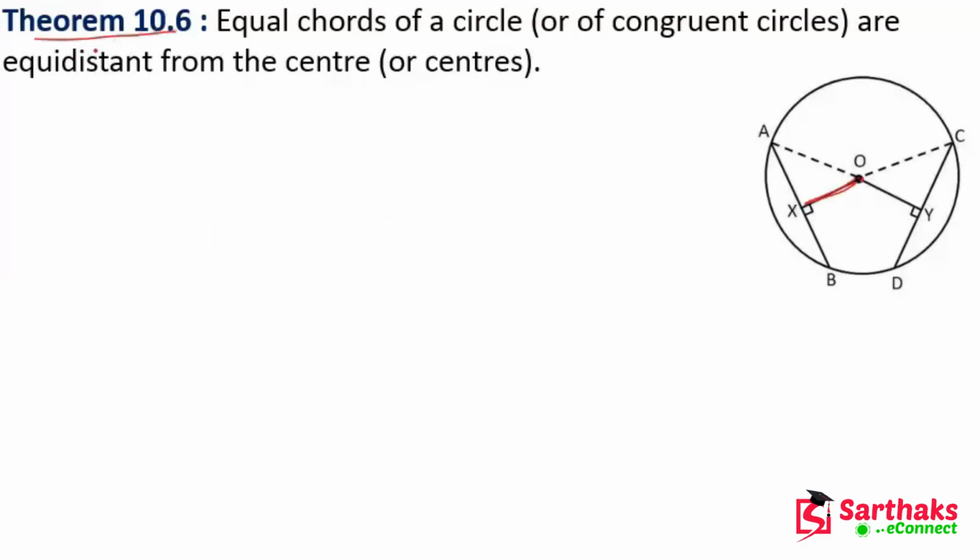Based on this, we have a theorem, theorem 10.6, which states that equal chords of a circle or of congruent circles are equidistant from the center or centers. If you talk about congruent circles, then it will be the centers, and if we talk about just one circle, then it is the center. Let's suppose we have two chords AB and CD. According to this theorem, if AB is equal to CD, then the distances from the center, OX and OY, are also equal.